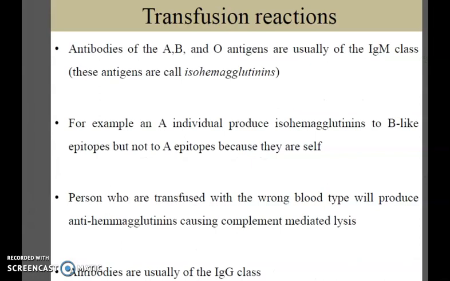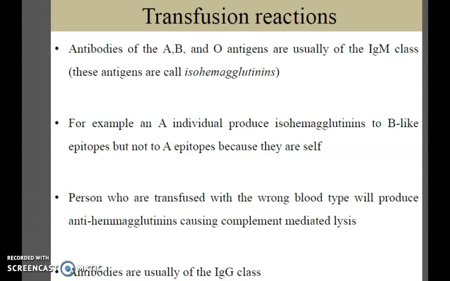Next one is the transfusion reactions. Antibodies to the A, B and O antigens are usually of the IgM class. These antigens are called isohemagglutinins. For example, an A individual produces isohemagglutinin to B-like epitopes but not to A epitopes because they are self. Persons who are transfused with the wrong blood type will produce anti-hemagglutinin causing complement-mediated lysis.